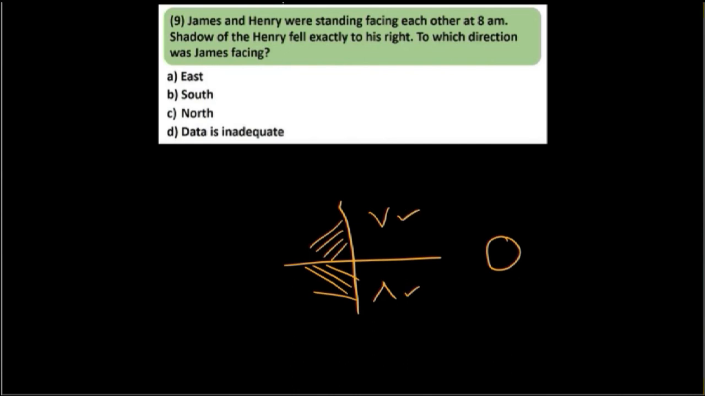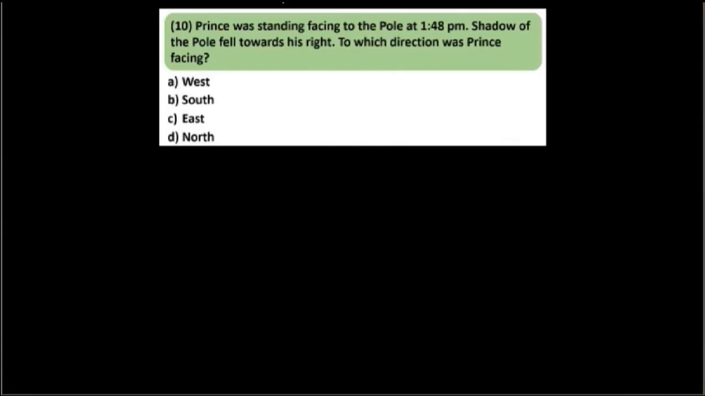Now for this person, his right side would be this side, and for this person, his right side would be this side. So for this person, if the shadow is on the right side, then this person is definitely Henry, and he is facing towards the south. So our question is, to which direction is James facing? James is facing the north direction. Let's move to the next point. Next question.